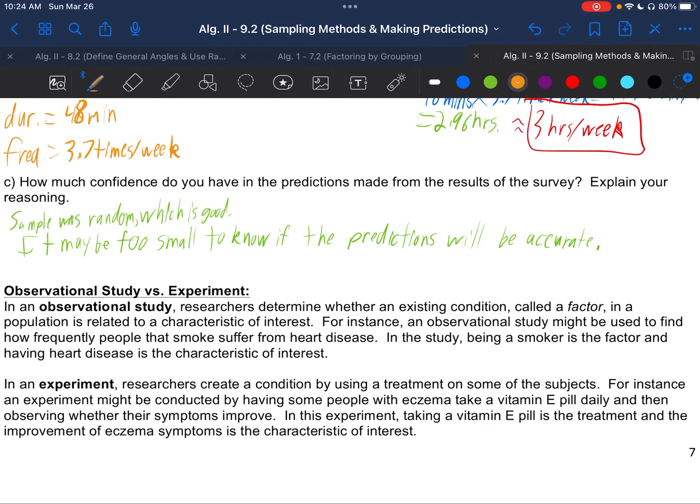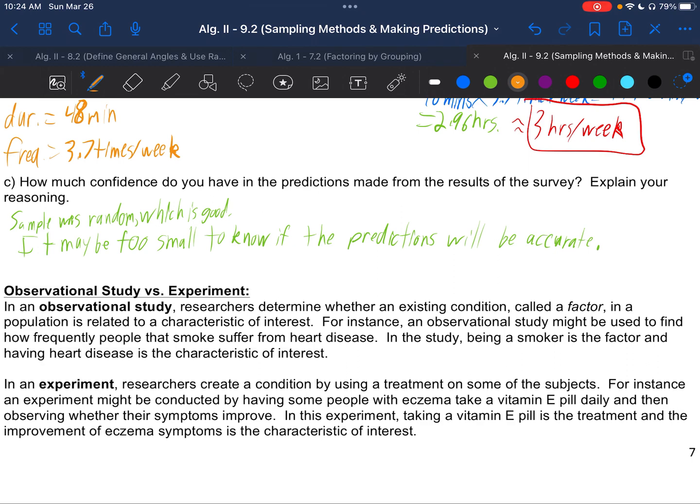All right, let's talk about observational study versus experiment. So in an observational study, researchers determine whether an existing condition, called a factor, in a population is related to the characteristic of interest. For instance, an observational study might be used to find how frequently people that smoke suffer from heart disease. So in the study, being a smoker is a factor, and having heart disease is a characteristic of interest. So that's what they're really tracking is the heart disease, and they're saying, does smoking change it? Is that a factor in it?